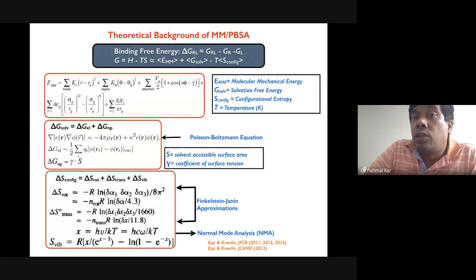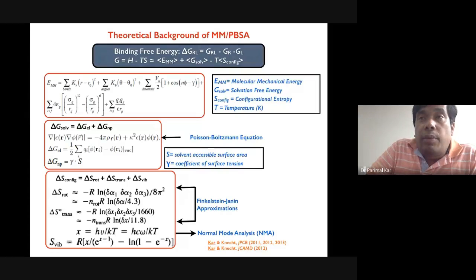The electrostatic part, you model it by the Poisson-Boltzmann equation. I told you that there will be a bunch of charges kept in a dielectric medium, so definitely they will induce some polarized charge on it. So there will be a dielectric response. That's why the energy that you get is called the polarization free energy or the polar solvation free energy.